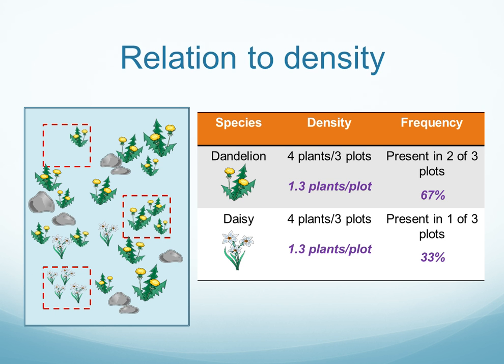So both of these species have the same density, 1.3 plants per plot, but their frequency is different. The dandelion occurs in 2 out of 3 of the quadrats for a frequency of 67%, while the daisy is found only in 1 of 3 quadrats for 33%.